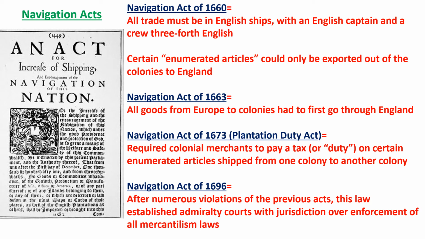Lastly, twenty years after that, the problems of enforcing this legislation had become apparent, and they passed the Navigation Act of 1696. It provided for the establishment of admiralty courts with jurisdiction over violators of any of the earlier navigation acts. It could enforce the mercantilistic laws on trade.